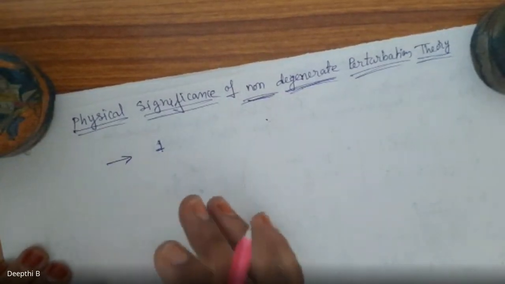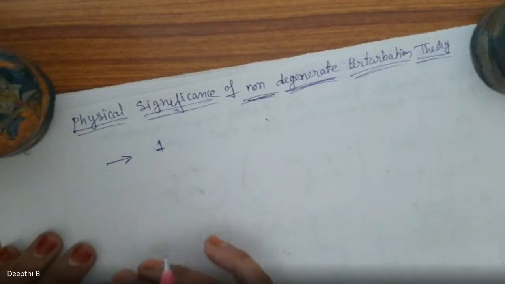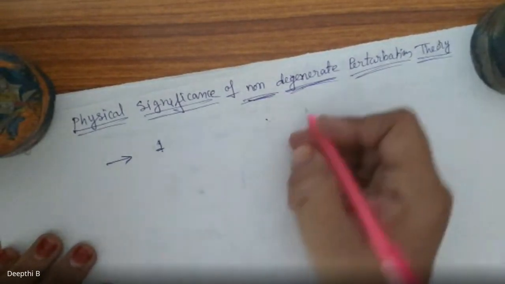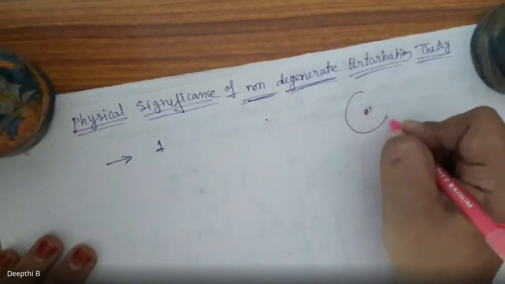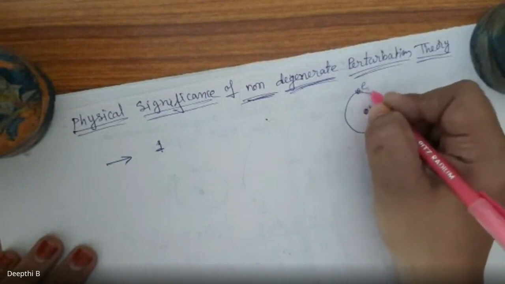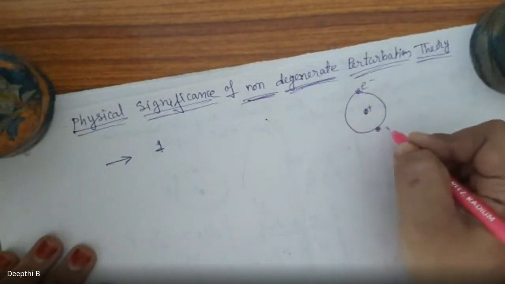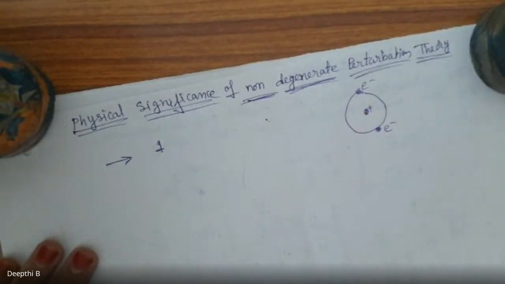Okay, students. Now, for example, we are taking a helium atom. In the helium atom, there is one nucleus and two electrons revolving around that nucleus. So they are revolving with.